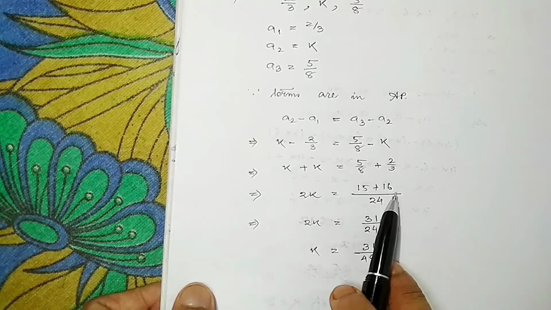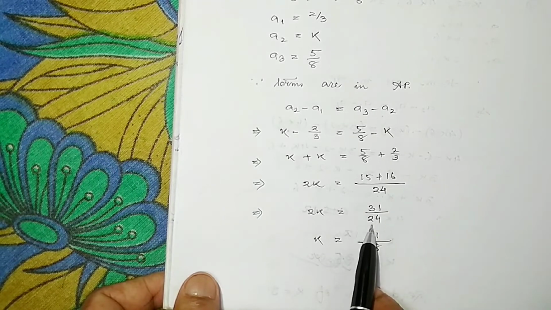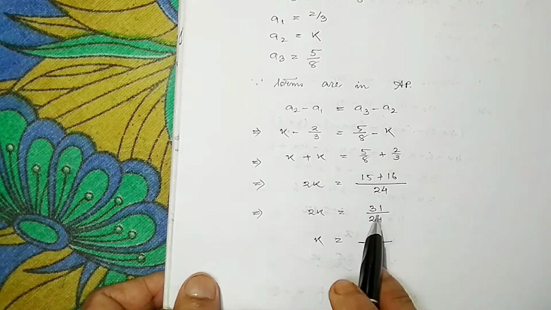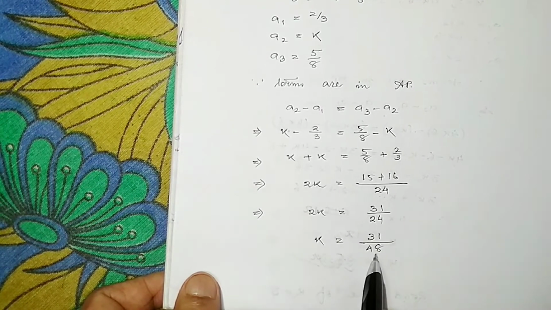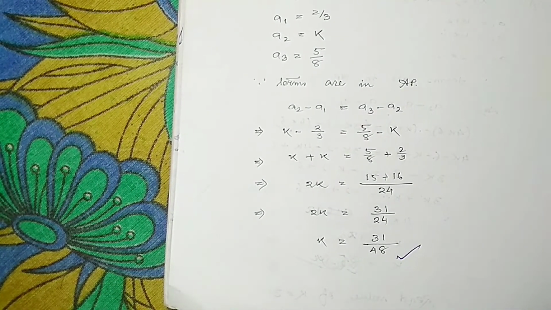8 times 2 is 16. So twice k equals, if I add, I am going to get 31 by 24. So k equals 31, and 2 into 24 is 48. Therefore, the required value of k is 31 by 48.